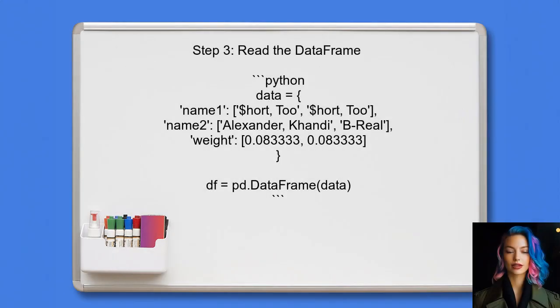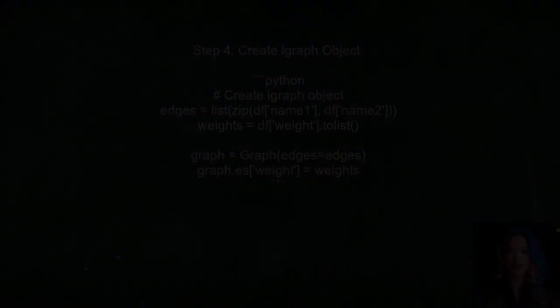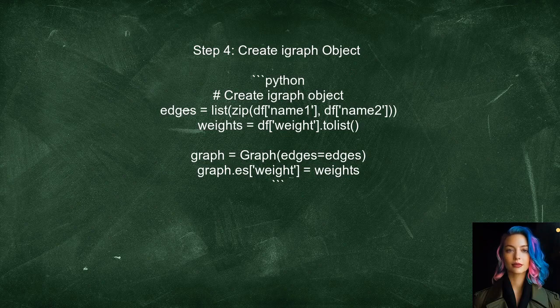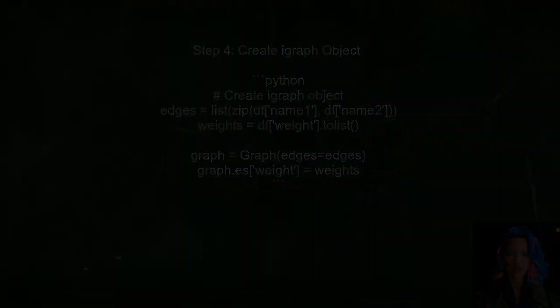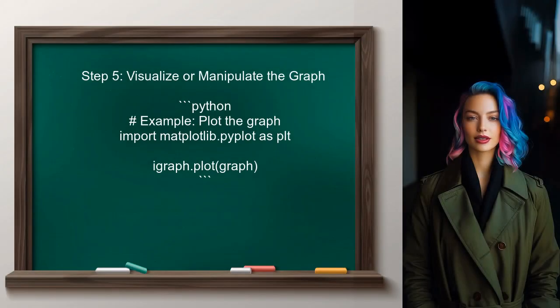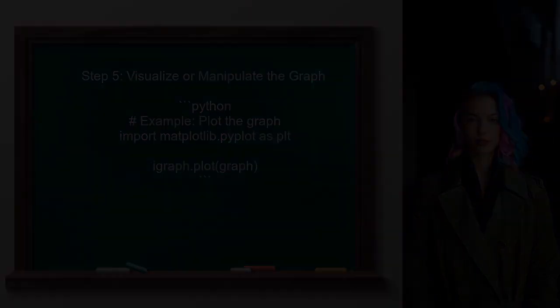Now the user can read the data frame containing the edge list. They should ensure that the data frame is structured correctly with columns for the source node, target node, and weight. After that, the user can create the igraph object directly from the data frame. They should use the graph method and specify the edges and weights. Finally, the user can visualize or manipulate the graph as needed. They can use igraph's built-in functions to explore the graph structure or save it for later use.